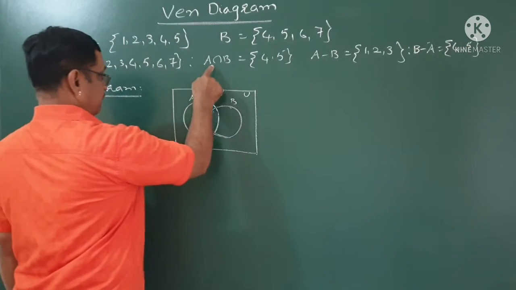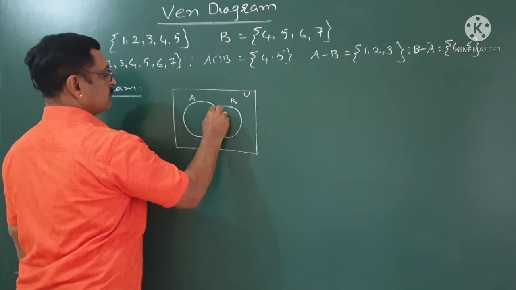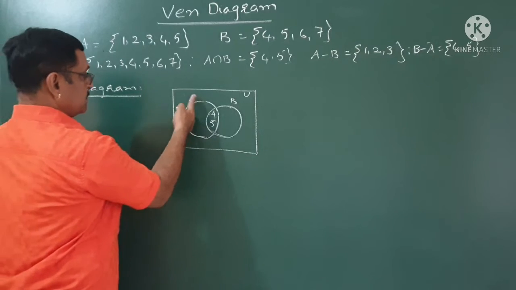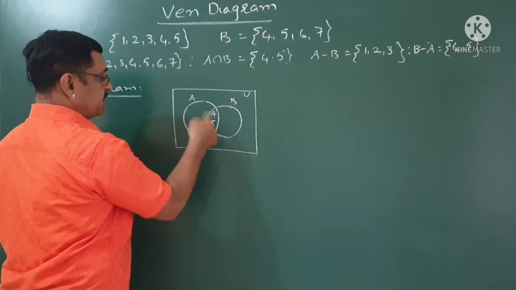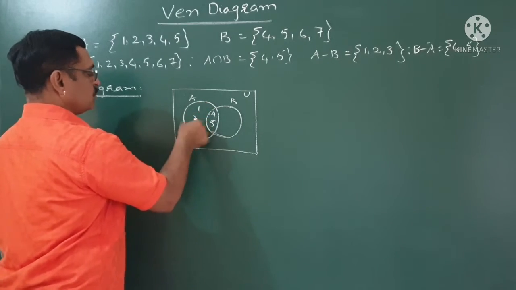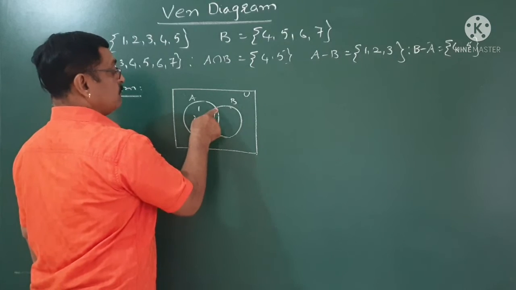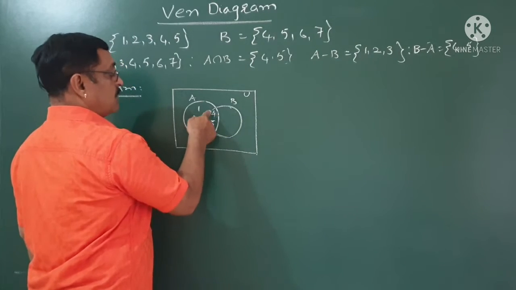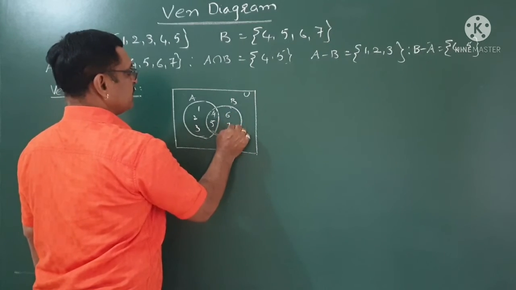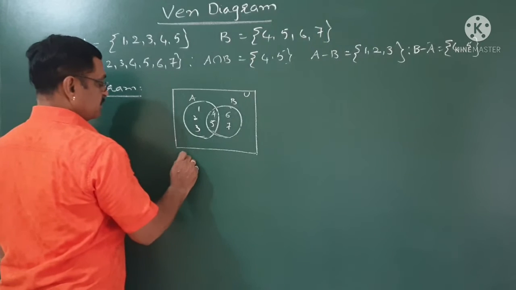First, fill A intersection B using elements 4 and 5. Next, in A, after writing 4 and 5, the remaining elements are 1, 2, 3. Now come to B. 4 and 5 belong to B also. After writing 4 and 5, the remaining elements are 6 and 7. So this is the Venn diagram representation.